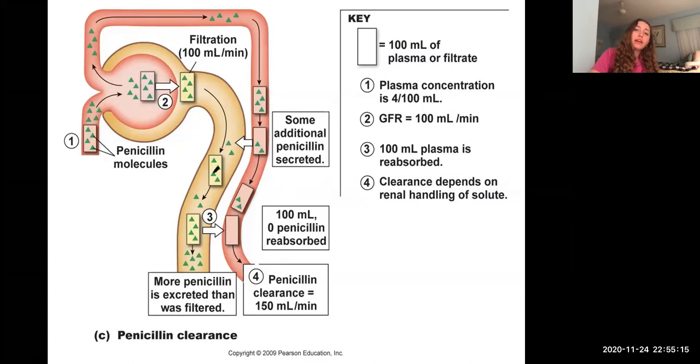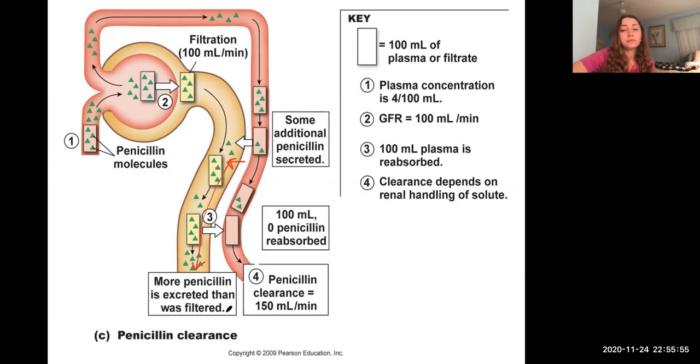So in the case of penicillin, that makes little to no sense, but I guess it's saying that it's filtered, and then more of it gets secreted back into the nephron from the capillaries, and then it gets excreted, and none of it's reabsorbed.